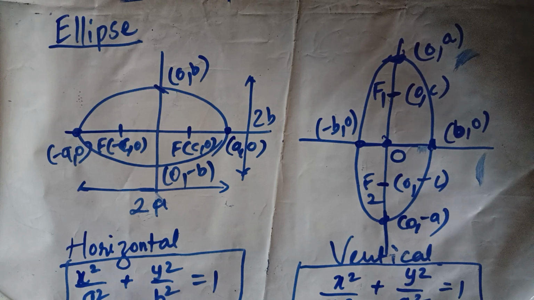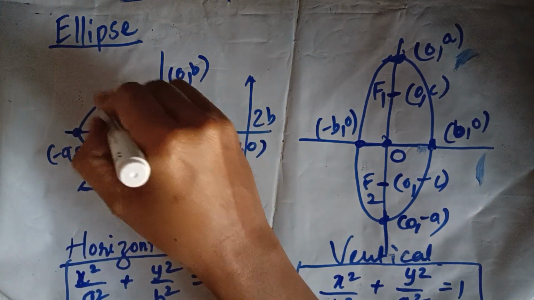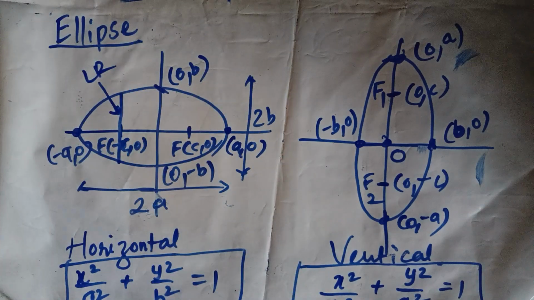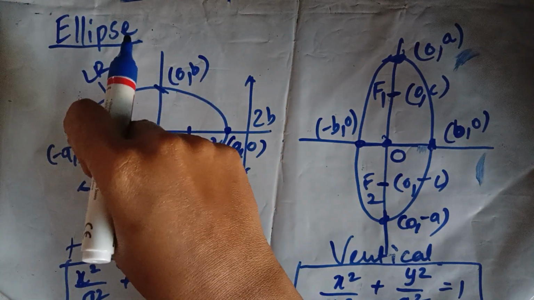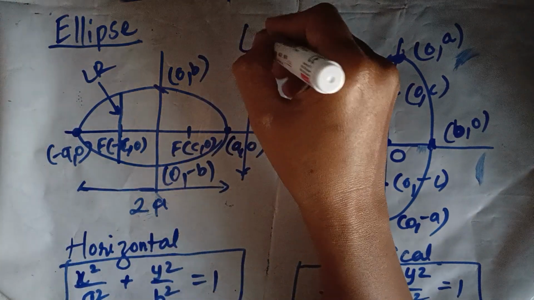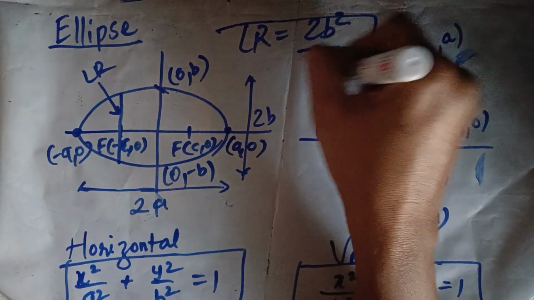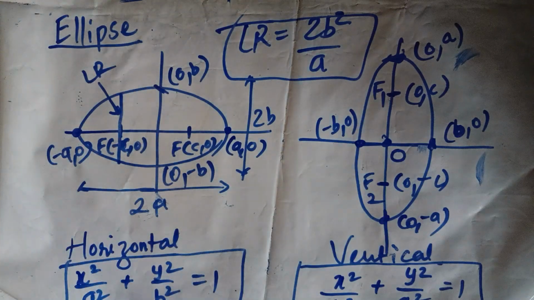So this is our latus rectum. It passes through the focus and the endpoints are on the ellipse. Its length is given by 2b square upon a. This is the formula.